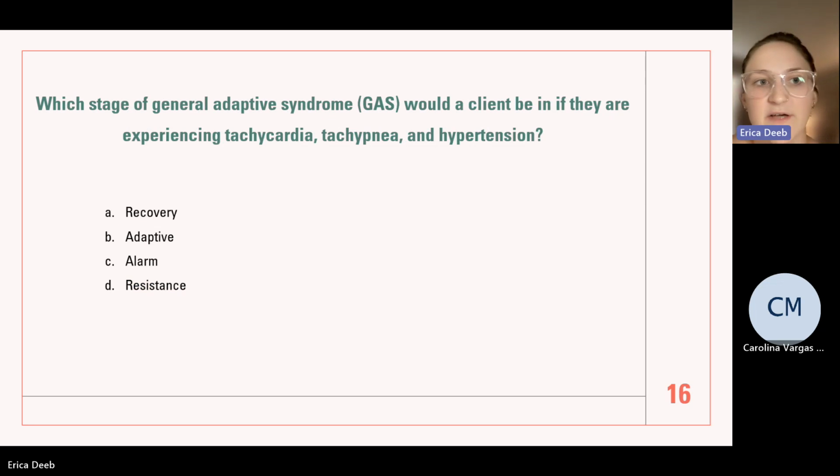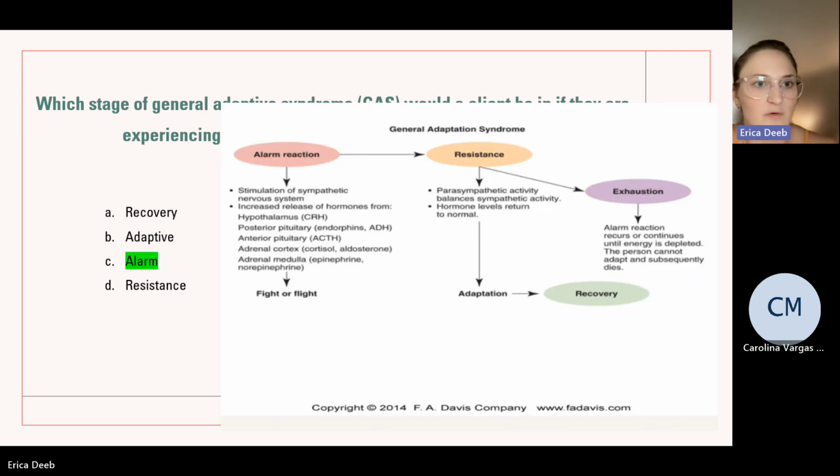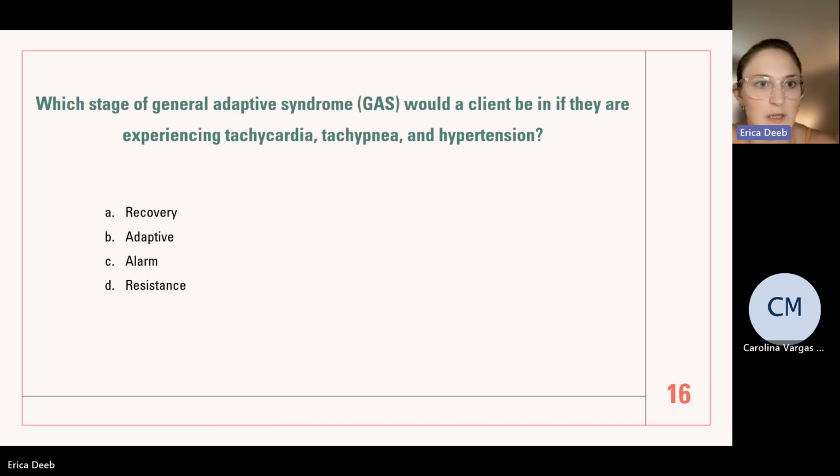Which stage of the general adaptation syndrome would a client be in if they are experiencing tachycardia, tachypnea, and hypertension? A, recovery, B, adaptive, C, alarm, and D, resistance. So general adaptation syndrome is kind of that fight or flight response. It's one of the theories that goes with that. So for this one, it's going to be C, alarm.